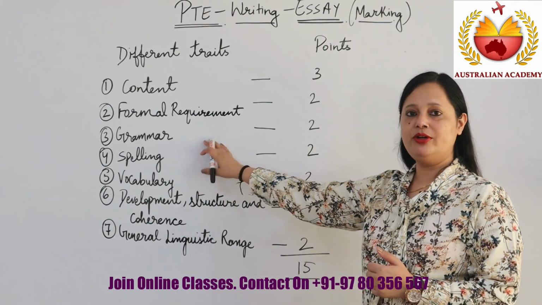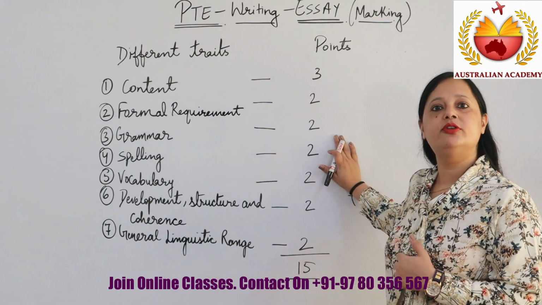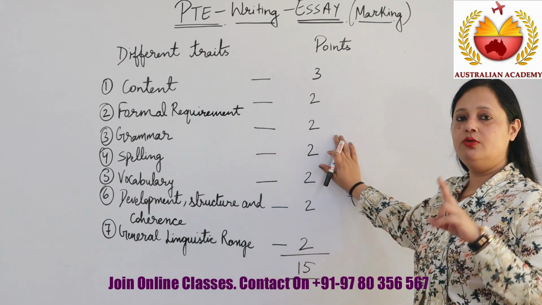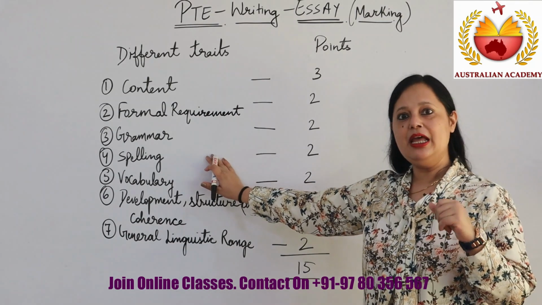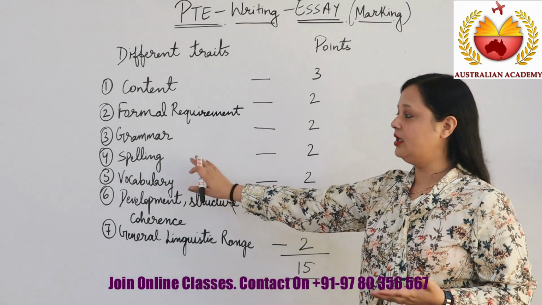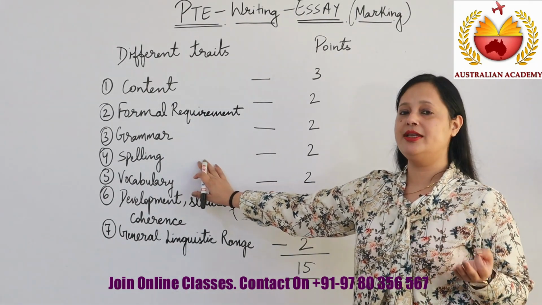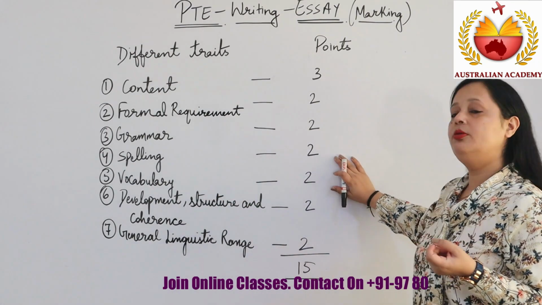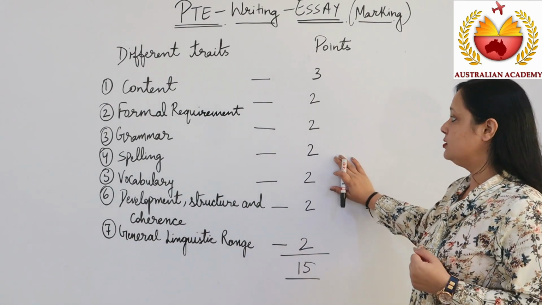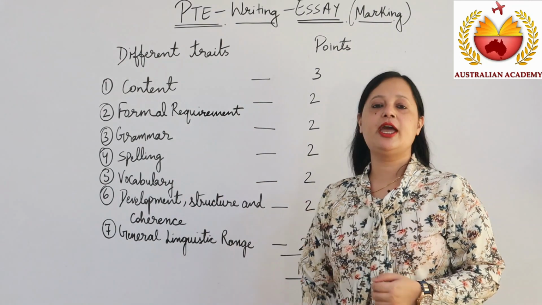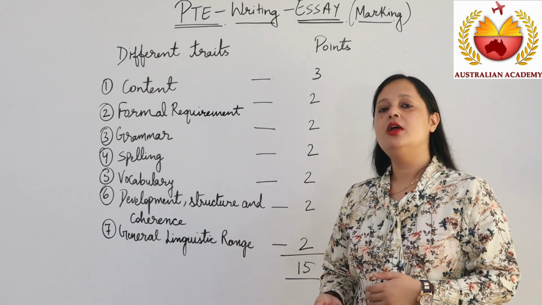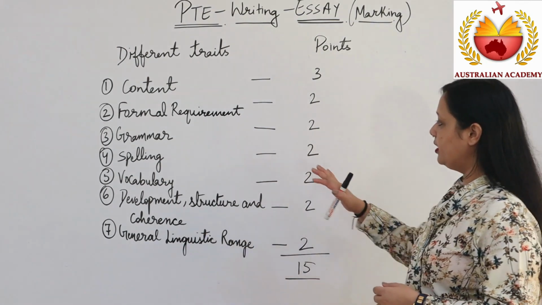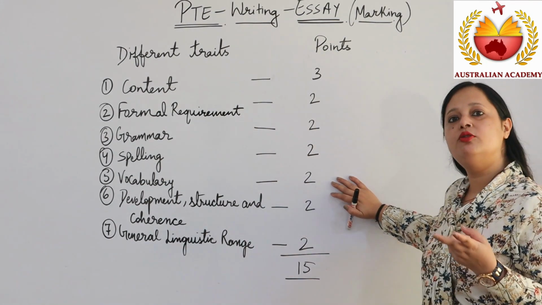The next is grammar. Your grammar must be accurate, and for the correct usage of grammar, you will be awarded 2 points. The next we have is spelling. That is why I am focusing again and again on spelling, that you learn it nicely, and you will be getting 2 points for your spellings. The next is vocabulary, that you are using idiomatic expressions, collocations or advanced vocabulary words. So for the correct usage of vocabulary, you will get 2 points.